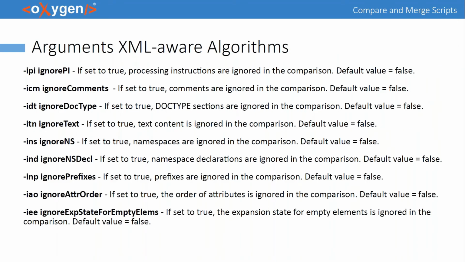And for XML, similar as for the file comparison, we have support to ignore processing instructions, comments, text nodes, namespaces, attributes order. So it's also very powerful when we want to exclude some of the changes that you are not interested in.